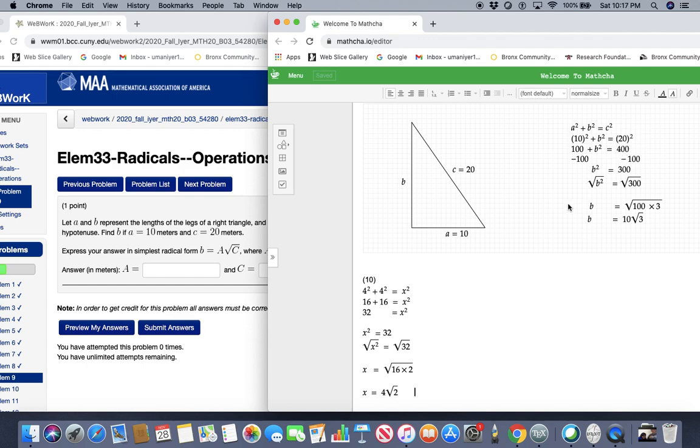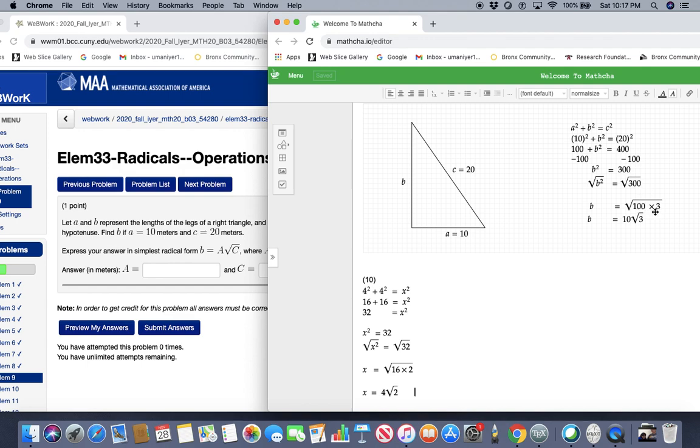20 squared, which is 400. I want to solve for B, so subtract the 100 from both sides. That gets me B squared is 300. Take square roots of both sides. Square root of B squared is actually absolute value B. But B is a length, so absolute value is not necessary. We simply write B. B is square root of 300.